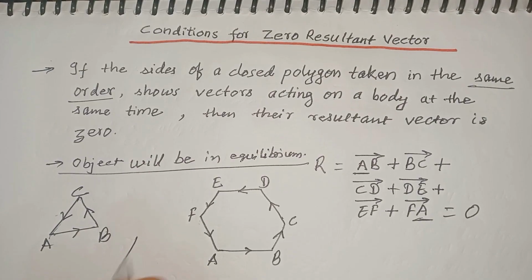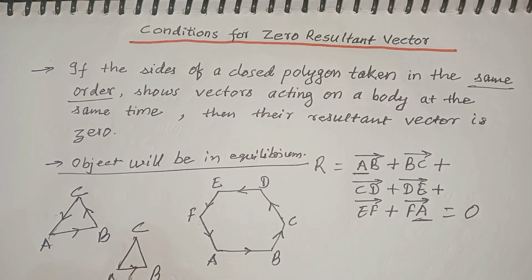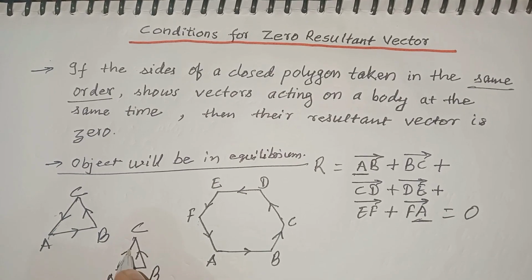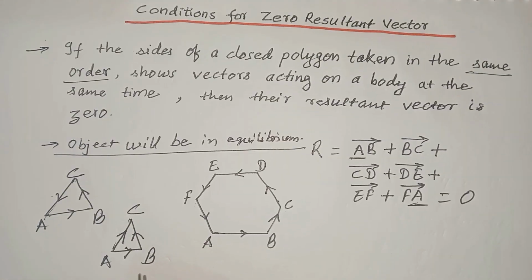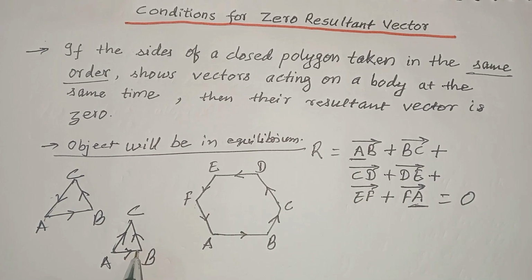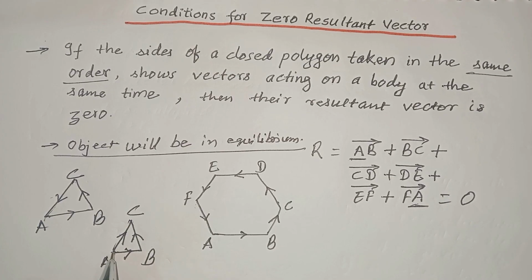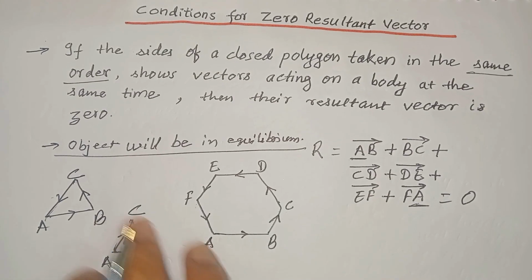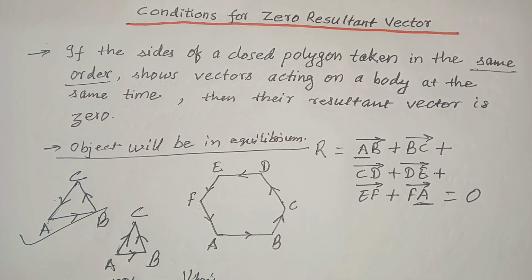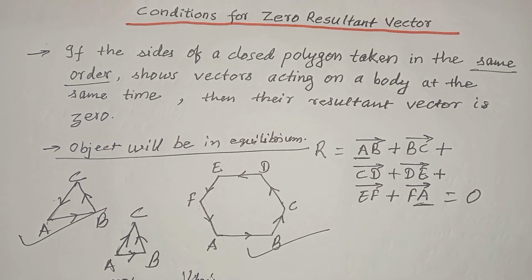And if in this triangle ABC, the vectors are one in this way, another one in this way, and suppose it is in this way, this is one example of not in the same order. This is anti-clockwise going from A to C, and from C to A it is clockwise. So this will not be in equilibrium. Not in equilibrium. Okay. This will be in equilibrium because the order is same.